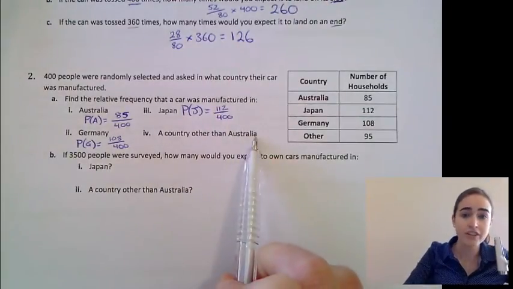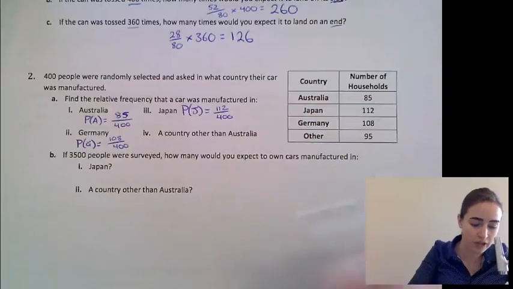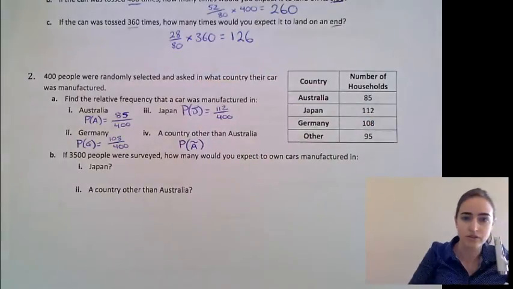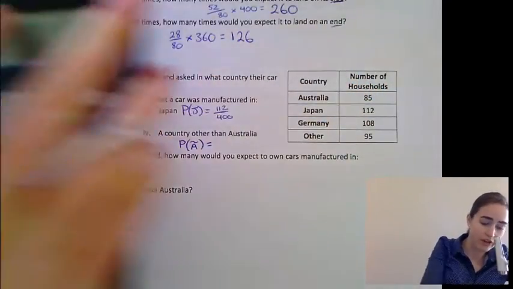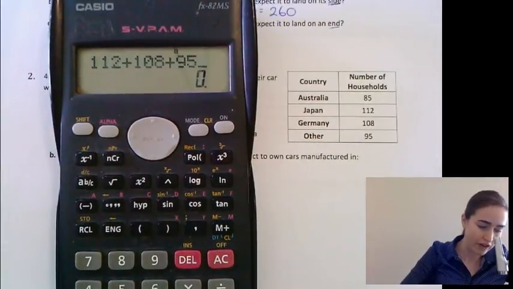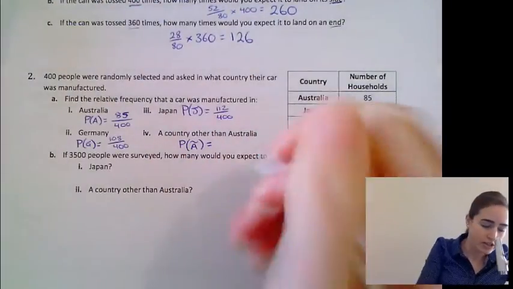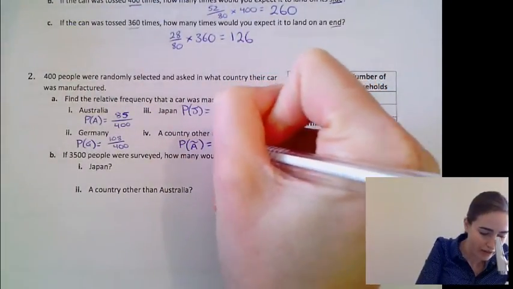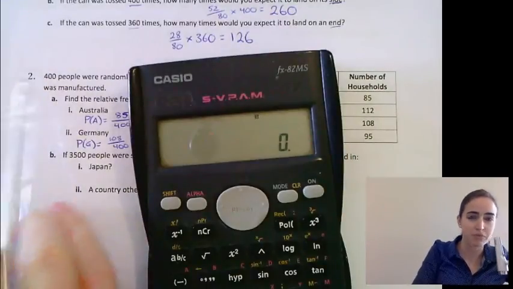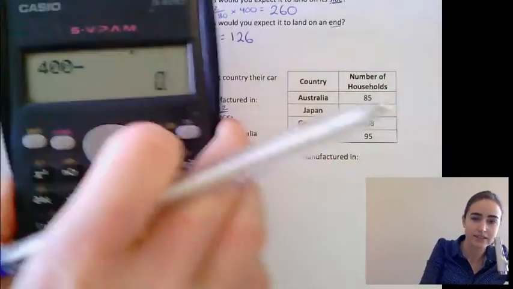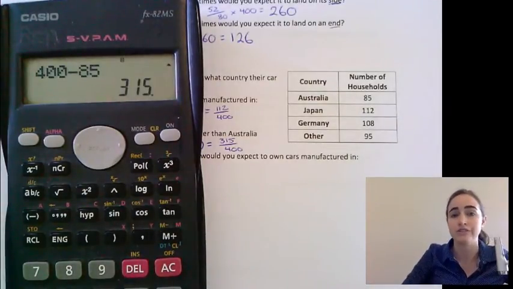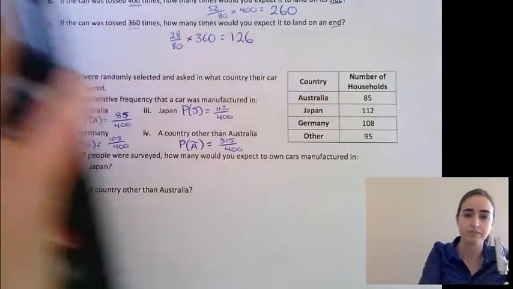And a country other than Australia, so that means either Japan, Germany, or other. So we're going to write that as probability of not A. So that's that A with a little squiggle above it. And that's going to be our three others. So we're going to have our 112 plus 108 plus 95 gives us 315. So we're going to have 315 out of 400. The other way we could have figured that out is we know that there were 400 people surveyed, so we could go 400 minus the number who answered that their car was manufactured in Australia, which would give us the 315 as well. So two different ways to figure that question out.